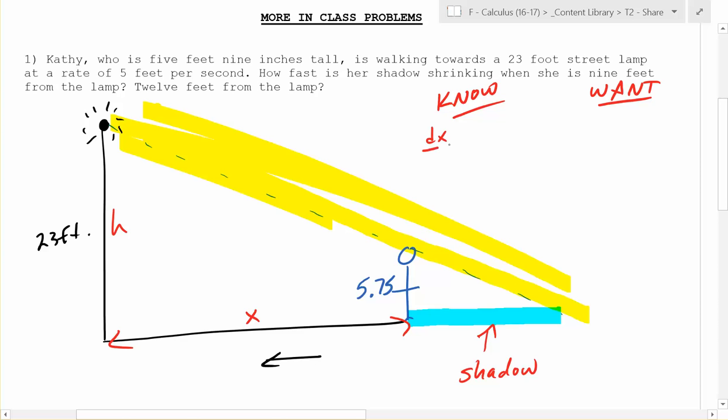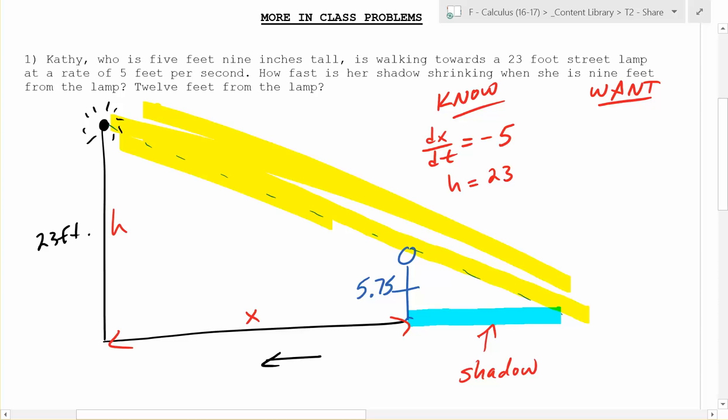What is dx/dt? Can someone, not Mark, tell me what dx/dt is? Chris? 5 feet. Careful. Close. Negative 5 feet, because it's getting smaller, right? And we know also that h is what? 23. Now what do we want? Someone else tell me what we want. What do we want, Noah?